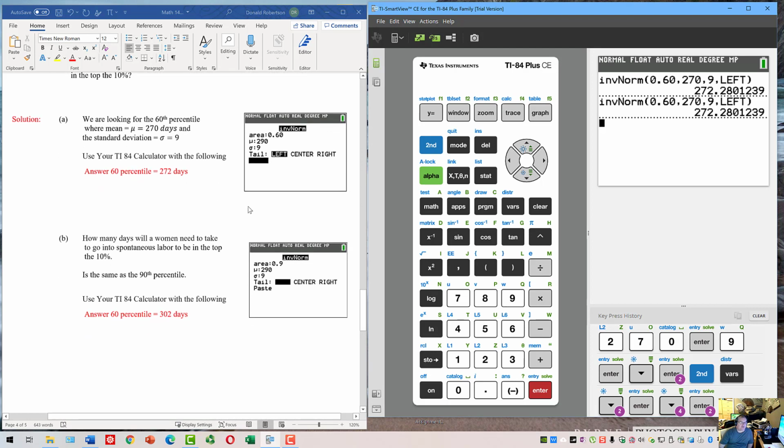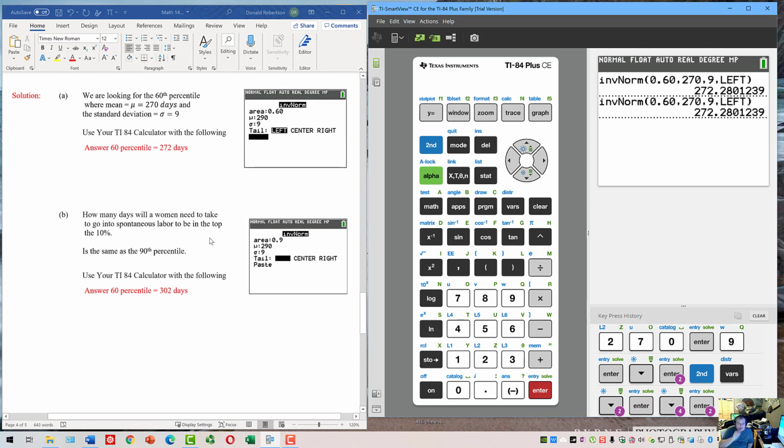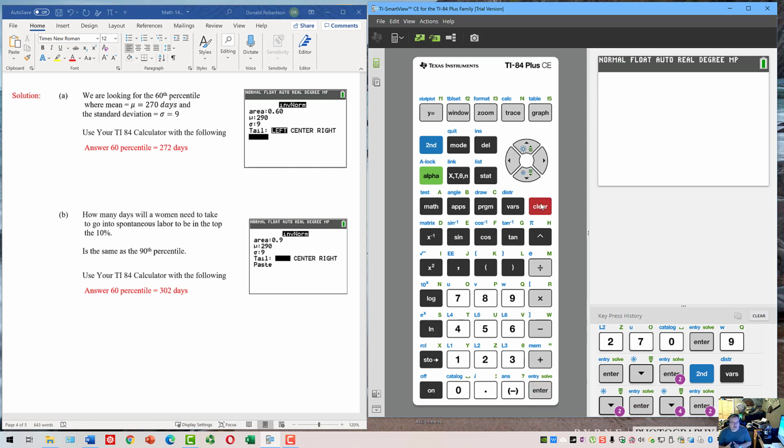Now for the next one, how many days will it need to take to go into spontaneous labour to be in the top 10%? So we're trying to find out here, what is the maximum, what's the top 10%? It's like the 90th percentile, right? If you're in the top 10, 90% of the people are below you. That's essentially how you think of it.